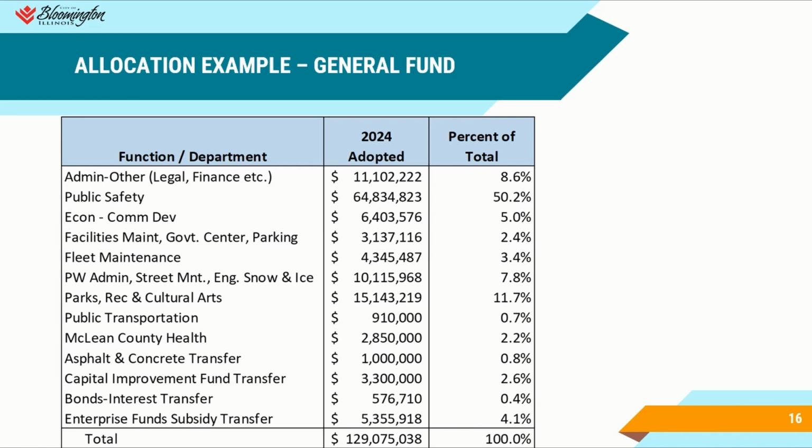Allocation example for the general fund. Again, the 2024 adopted, using this as an example, have a breakout of admin and other, including legal, finance, public safety, economic development, facilities, fleet, McLean County Health, asphalt and concrete, capital improvement, the bonds, and enterprise funds.